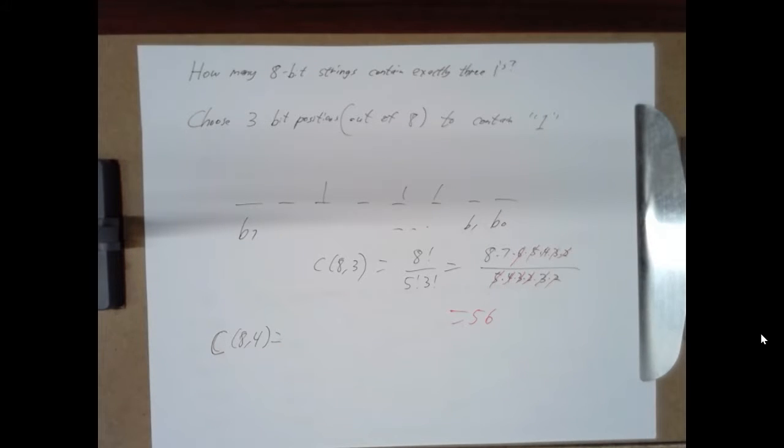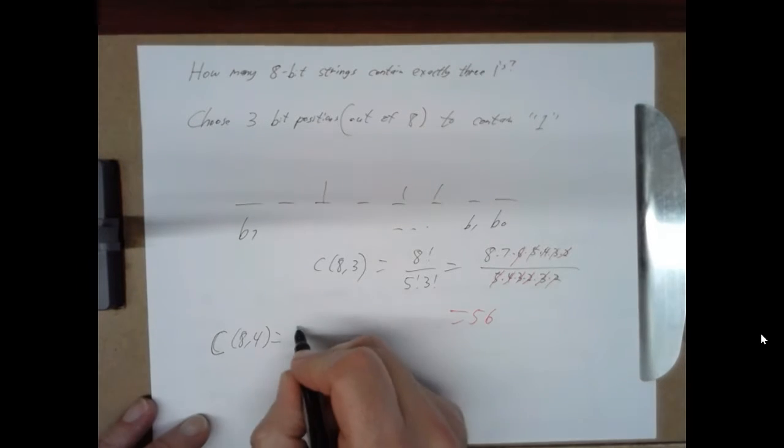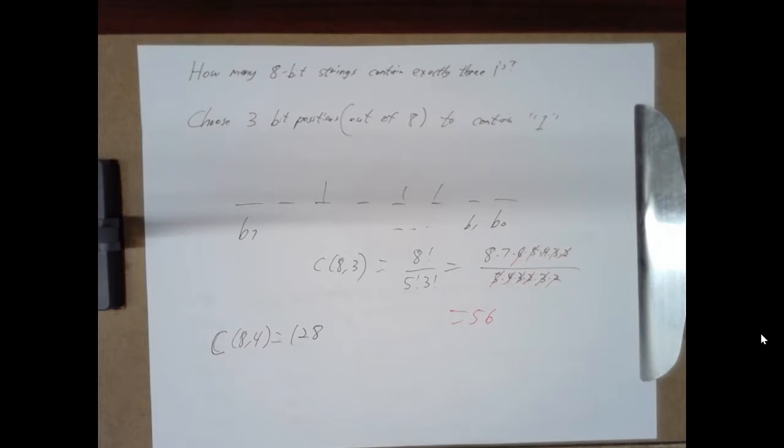How many 8-bit strings have 4 zeros? Same number that have exactly 4 ones, right? Because if a string has 4 zeros, it's also got 4 ones. So whatever this number is, if you add it to itself, you have to come up with the number of 8-bit strings, which is 256, right? So this is just going to be 128.